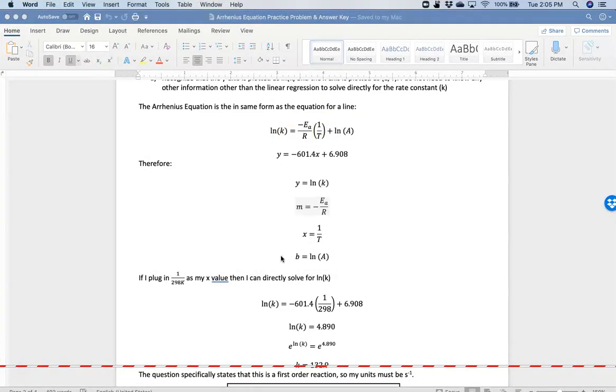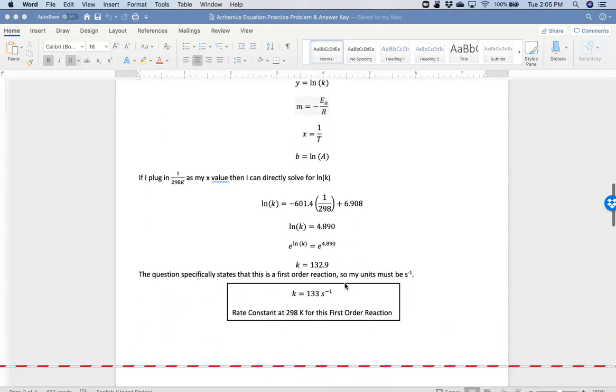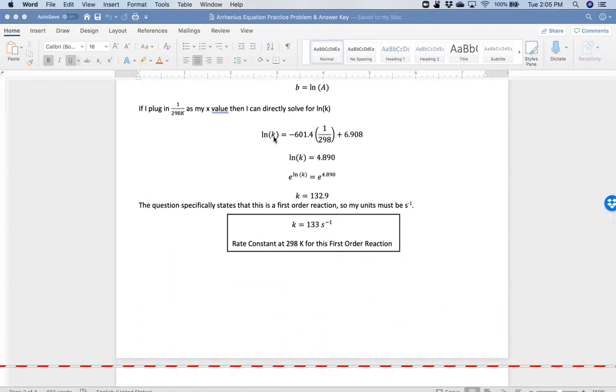This is what I'm trying to solve for. I already have those numbers. There's my temperature in Kelvin. Do the math out, and I end up with 4.890 on the right-hand side of the equation. I exponentiate and solve for k.